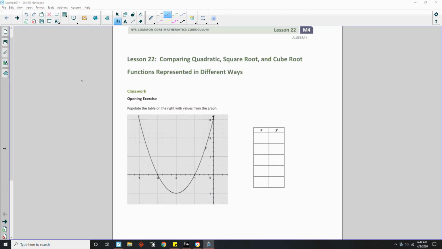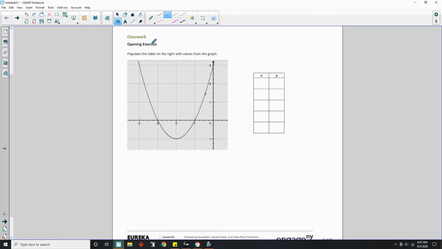Hi there, lesson 22 here, comparing quadratic, square root, and cube root functions represented in different ways. Alrighty, so let's jump right in here. Classwork opening exercise. Populate the table on the right with values from the graph.